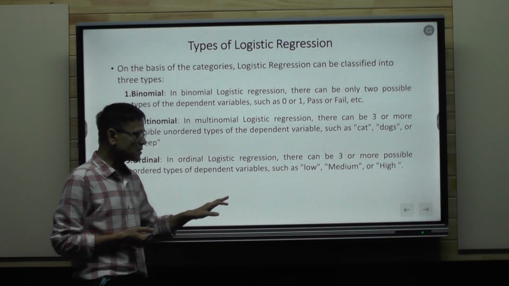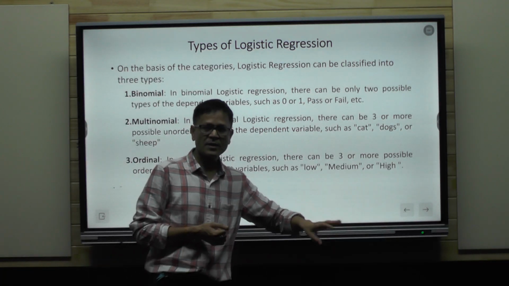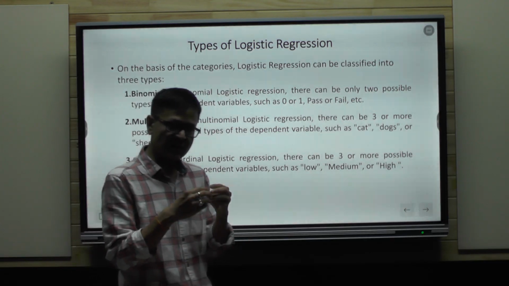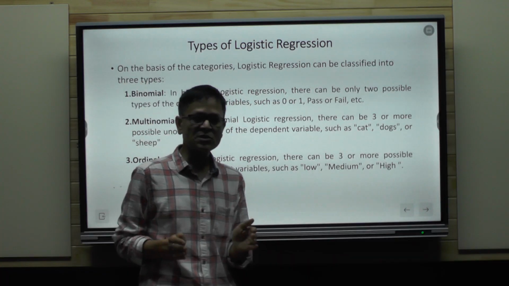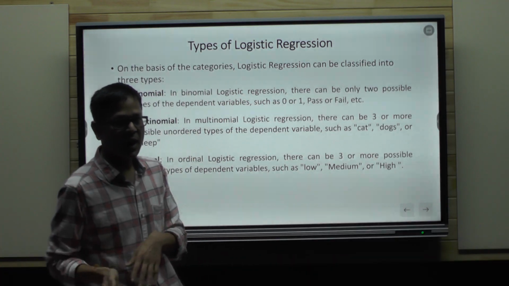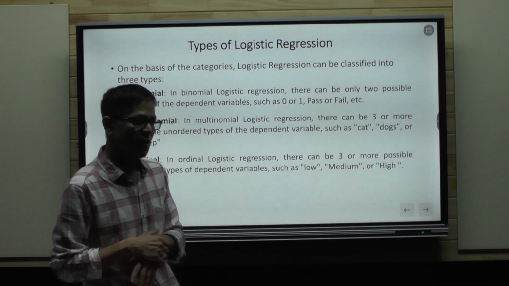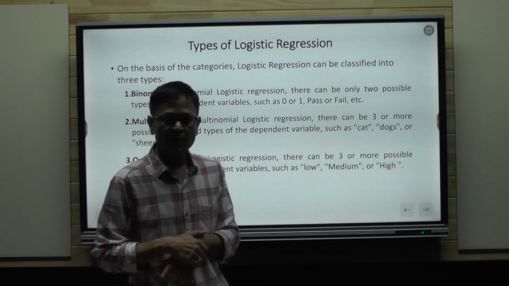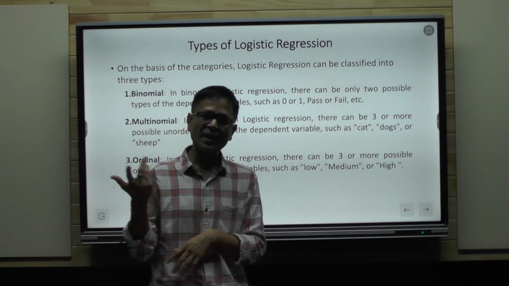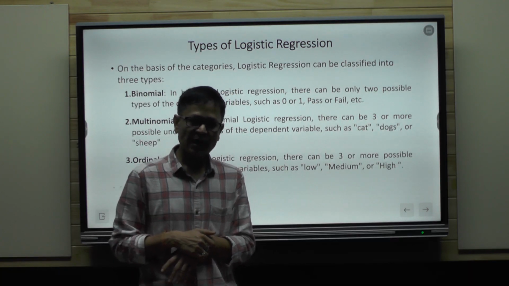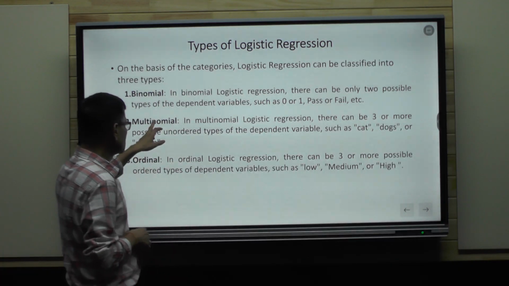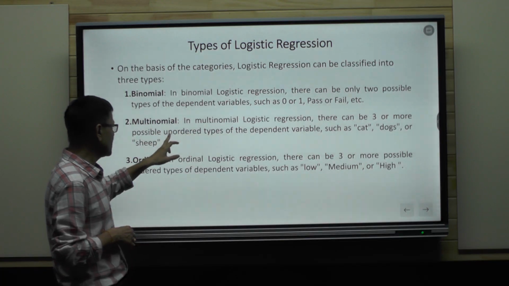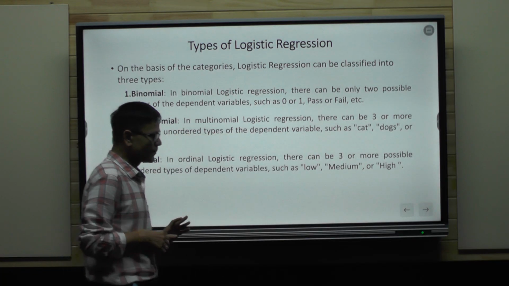And ordinal means low, medium, high. That is, the division is based on certain values, certain mathematical values, certain limits, that we have as low, medium, high. Or, for example, what is the expectancy of buying a house by a customer? We can have an expectancy of low, medium, and high. Okay, so that is ordinal. So keep in mind what is multinomial and ordinal.